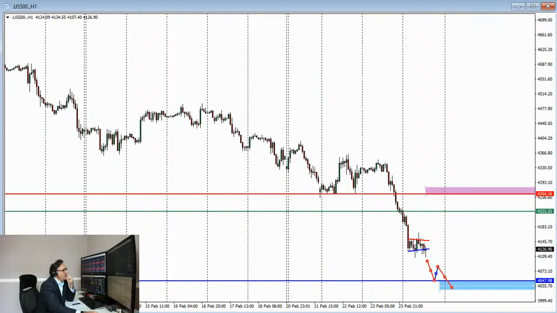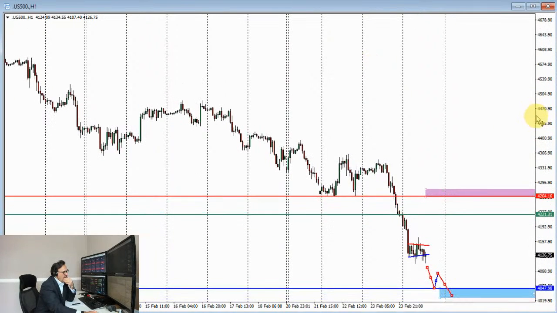What I'm going to do today is this. I'm looking at this pattern here. So this is S&P in 1 hourly.